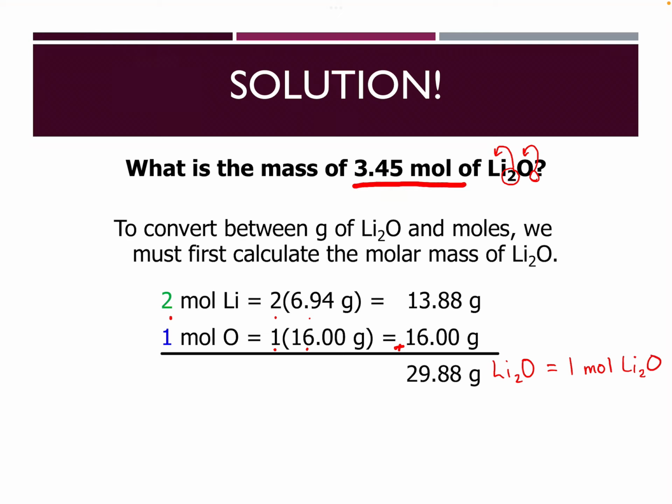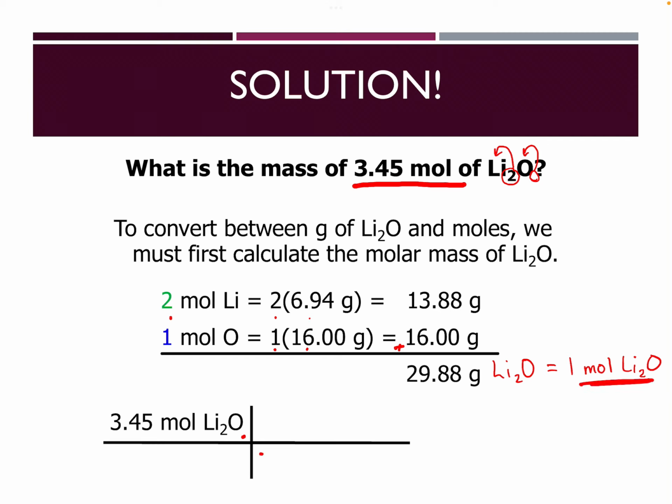So we're starting with 3.45 moles of lithium oxide, so we'll put that there. Remember, our units have to cancel, so if I have moles of lithium oxide here, I need to have moles of lithium oxide down here, which means this portion of our equality is going on the bottom, and the grams will go on the top. So this is different than our previous problem, right, where we had grams on the bottom.